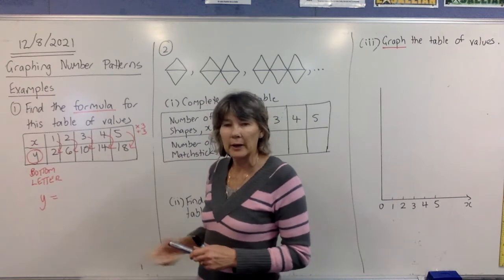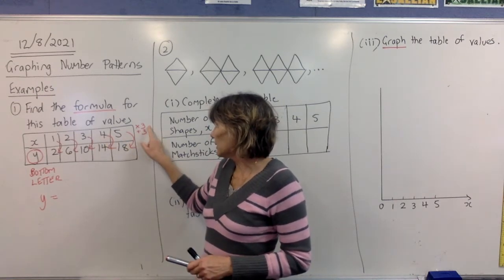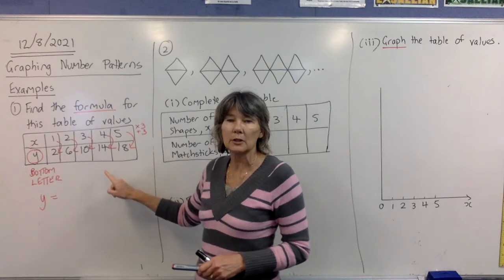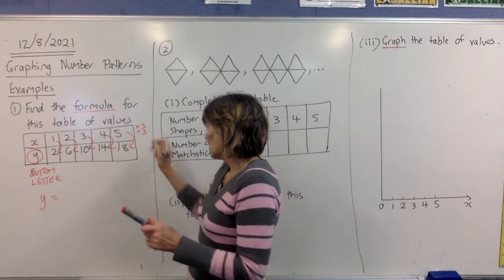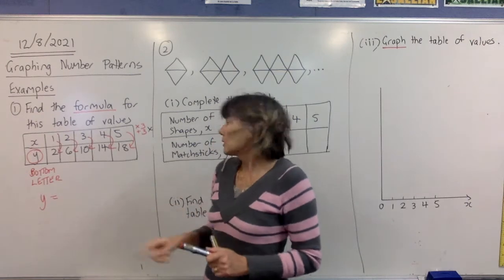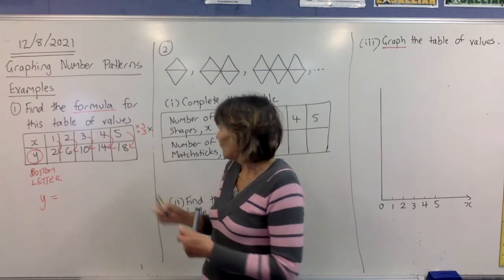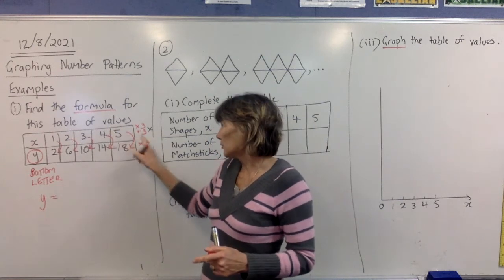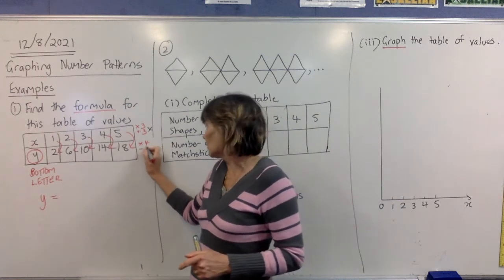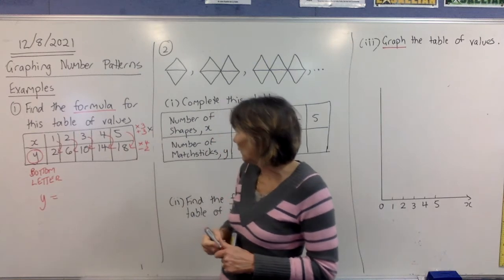Let's see if that's working over here. 4 times 3 is 12, plus 3 is 15. So that's not working, so we'll cross that one out. So maybe we're timesing by 4 to get something bigger than 18. So 5 times 4 would give me 20. Take off 2 and you will get 18. Let's see if that works.